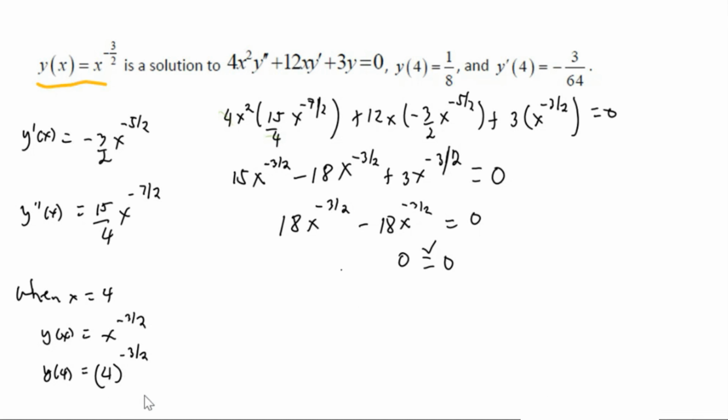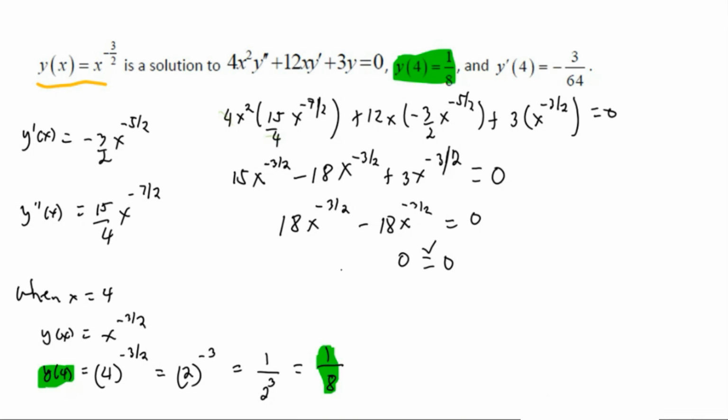To simplify that, you take first the square root of 4. So the square root of 4 is 2, then raised to the power of negative 3. Then 2 to the power of negative 3 can be written as 1 over 2 to the power of 3. And we know that the denominator will give us the value of 8. So therefore, y of 4 is equal to 1 over 8, which means we satisfy the first condition. Okay, we have y of 4 is equal to 1 over 8.